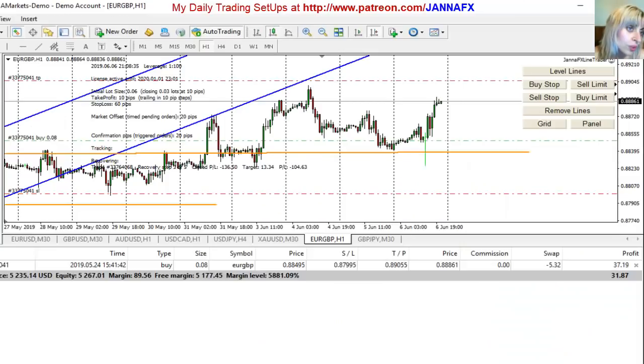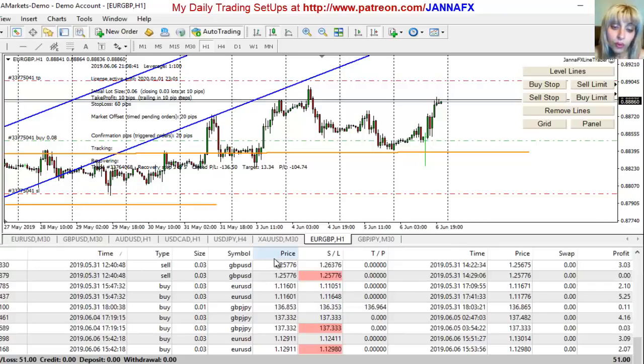And now we are going to the demo account. This is the demo I was using. Here's the account history I'm showing you for a month.